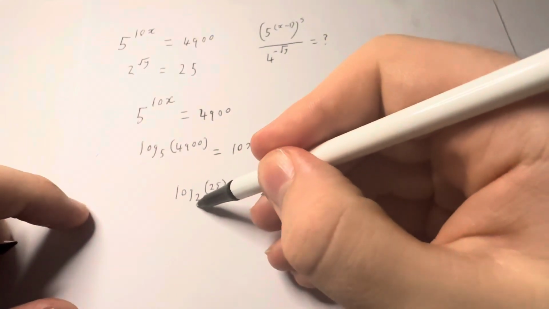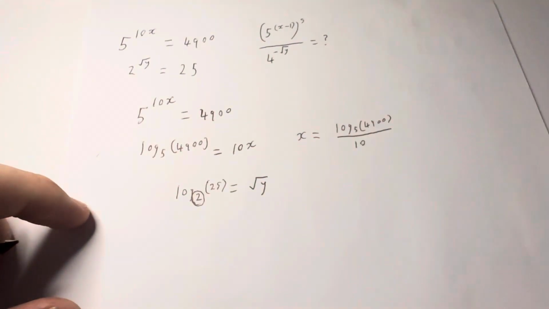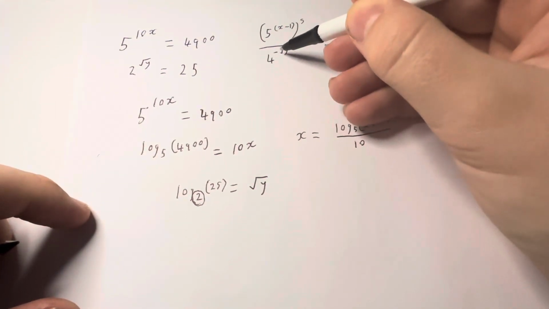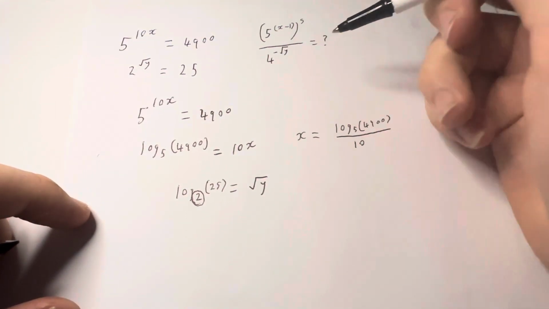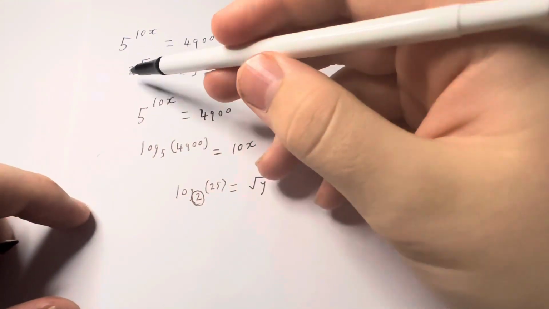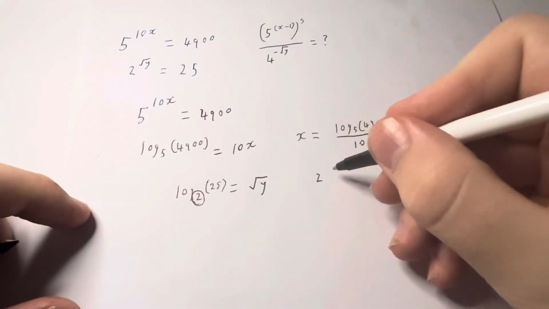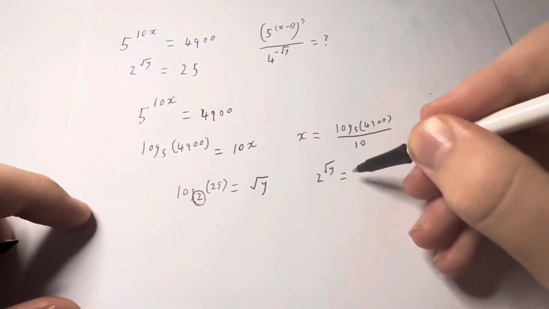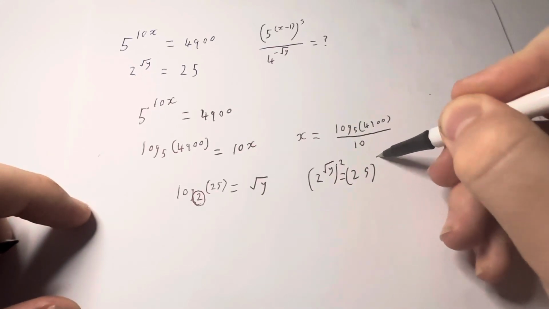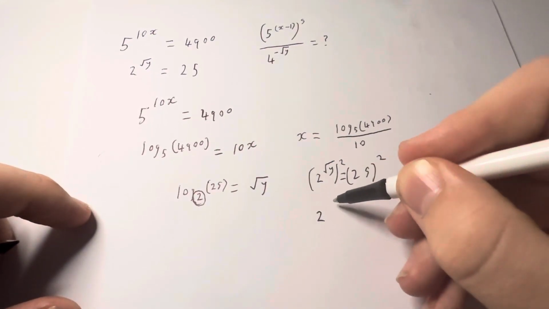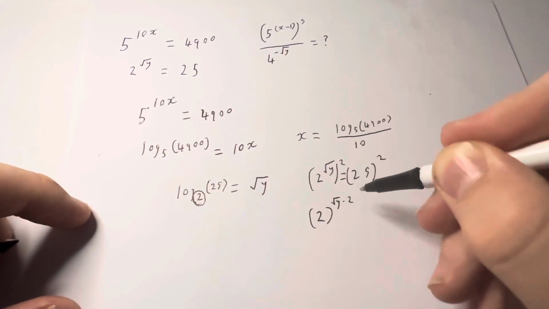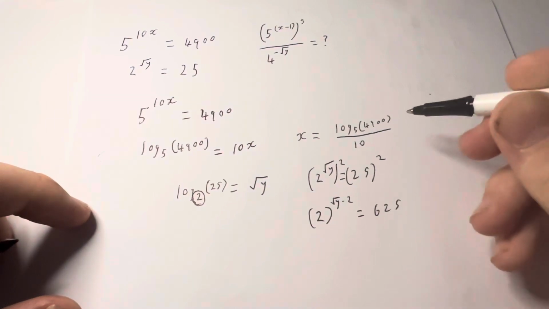Now the thing is, this log base 2 here is a little bit annoying when we want to plug it into this base of 4 here with this power of square root with the minus square root of y. So how are we going to do this? We have to go back to this 2 to the power of square root of y is equal to 25. Let's square both sides. So we get 2 to the power of square root of y times 2 is equal to 625.